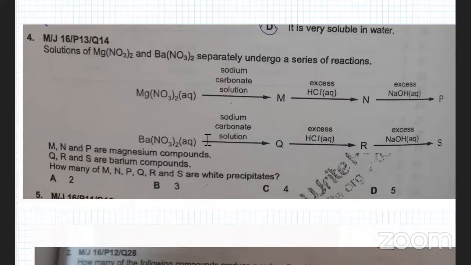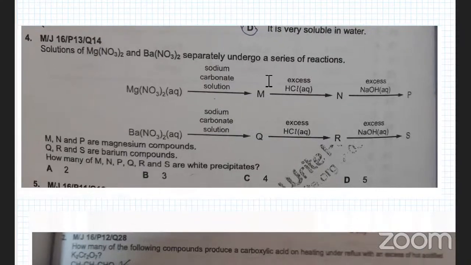Let's do this one. You've got solutions of magnesium nitrate and barium nitrate that separately undergo a series of reactions. M, N, and P are magnesium compounds. What is M? What happens when sodium carbonate is added to magnesium nitrate? Magnesium carbonate. That's going to be magnesium carbonate.